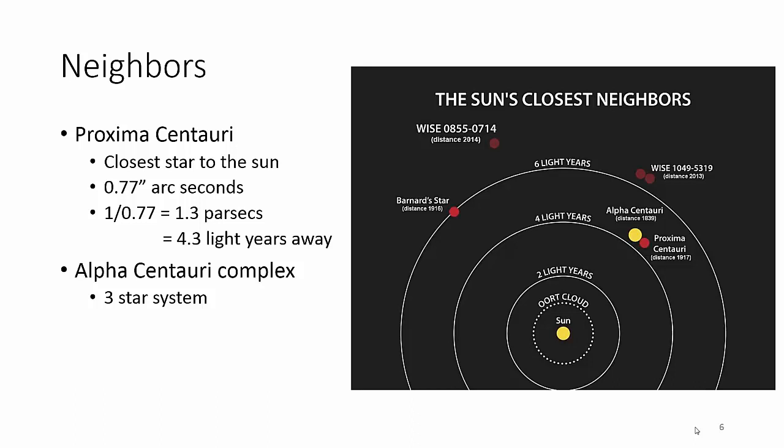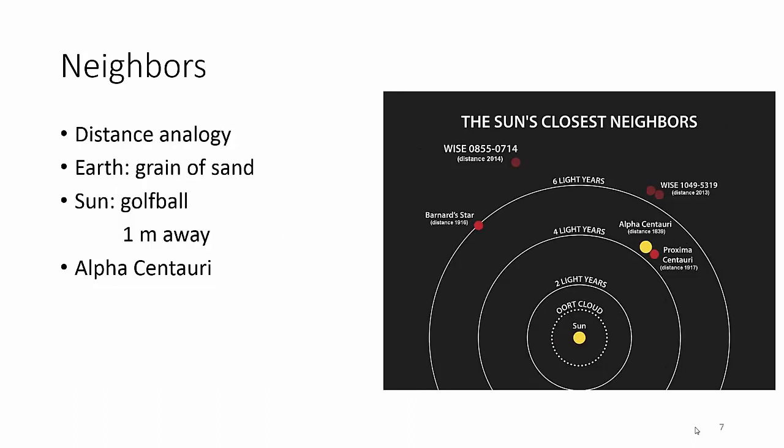So, if the Earth were the size of a grain of sand, the sun would be the size of a golf ball. And since we're talking about stars, you can kind of think about the sun being the size of a golf ball. And it's 1 meter away from us. Not that much, 1 meter. Now that closest star, Alpha Centauri, that 3 set, that would be in Jacksonville. So that guy's in Jacksonville.